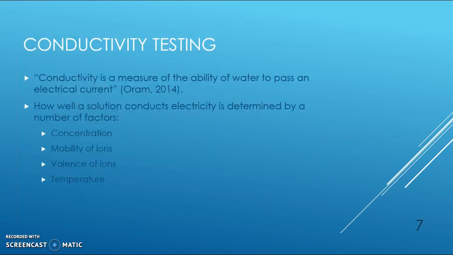Conductivity testing. Conductivity is a measure of the ability of water to pass an electrical current. How well a solution conducts electricity is determined by a number of factors: concentration, mobility of ions, valence of ions, and temperature. All substances possess some degree of conductivity. In aqueous solutions, the level of ionic strength varies from the low conductivity of ultra-pure water to the high conductivity of concentrated chemical samples.